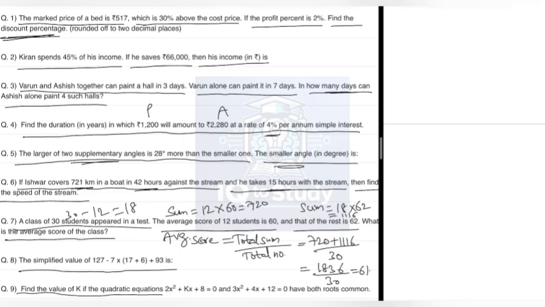Find the value of k if the quadratic equations 2x square plus kx plus 8 is equal to 0 and 3x square plus 4x plus 12 is equal to 0 have both roots common. If two quadratic equations have the same roots, their corresponding ratios of coefficients must be equal, which means a1 by a2 is equal to b1 by b2 is equal to c1 by c2. Let's compare the coefficients according to the question.